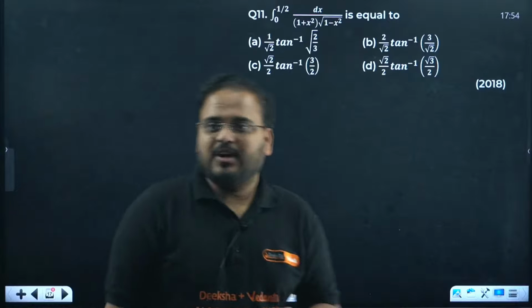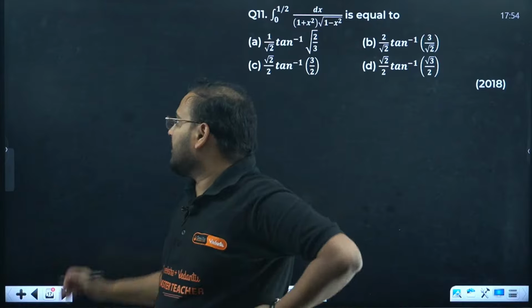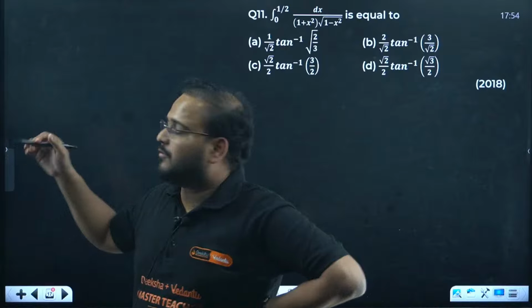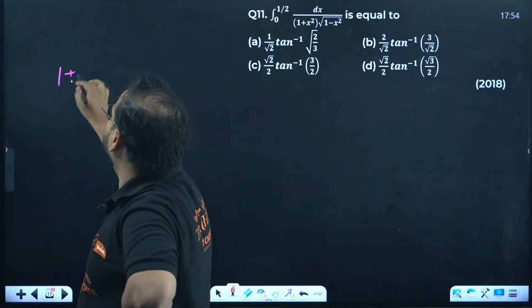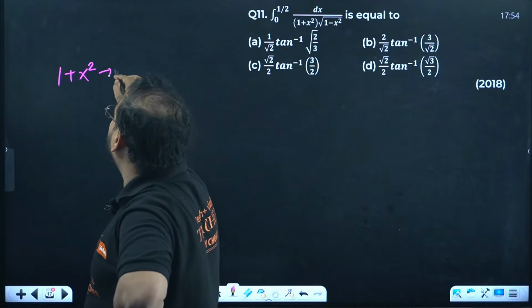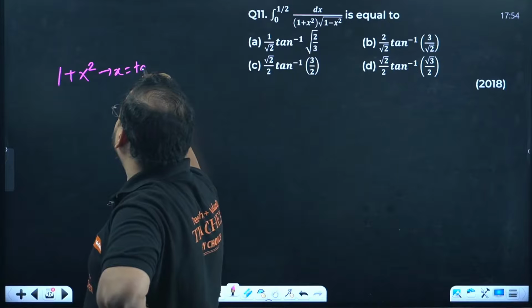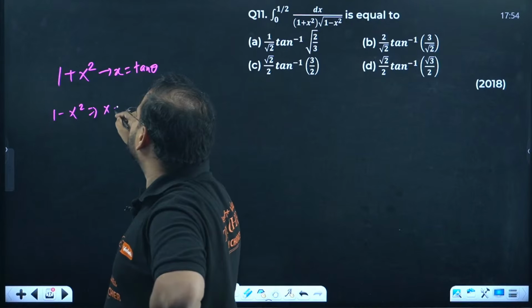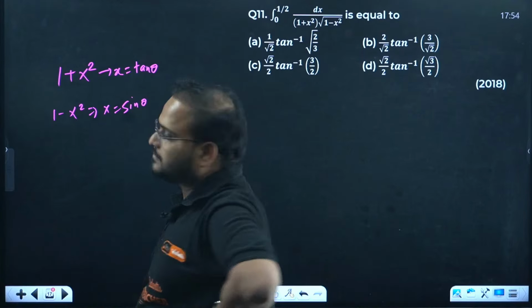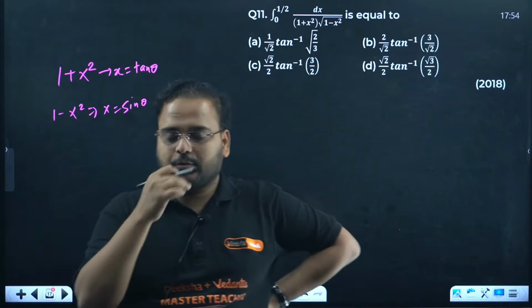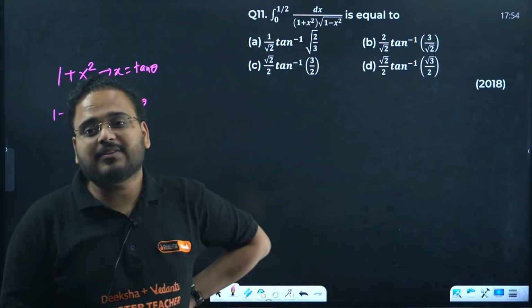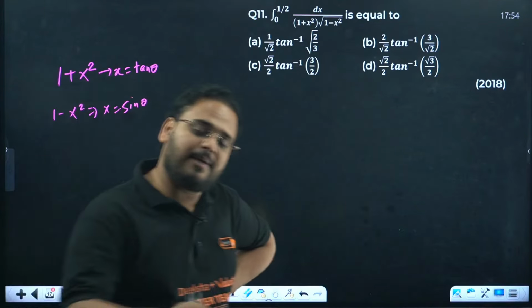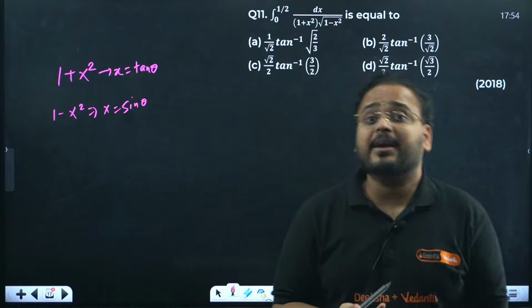11th one. Come on. Similar question. So if you remember my classes, if you've watched me throughout the year, you will remember for 1 plus x square, I recommend that you take x as tan theta or cot theta. And for 1 minus x square, I recommend taking x as sin theta or cos theta. Yes or no? I keep telling you guys to do that. But in this question, we have both. Then which one to take?